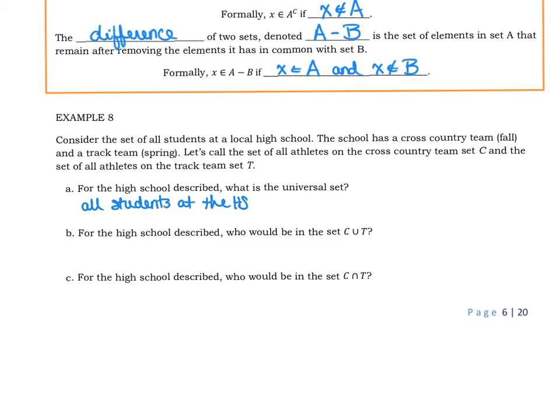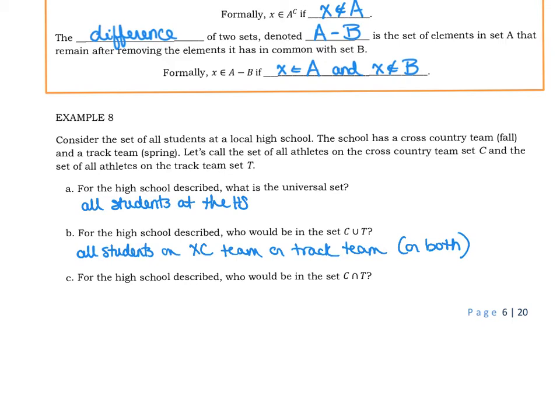So who would be in the set C union T? Now remember, a union means or. So these are all students on the cross-country team. I'm going to use XC for cross-country team. Or on the track team. Again, or both. Okay, that would be in the union. So you're going to take everybody who runs cross country, everybody who runs track, and kind of throw them in one big pile, if you will. And if they run both, they're still in the pile.